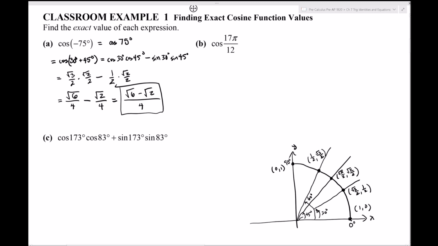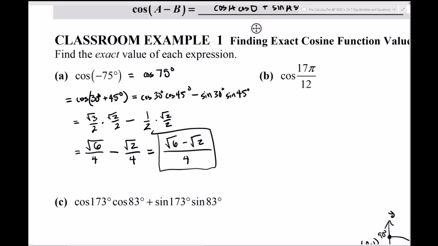By the end of the next section, when we go over double angle, half angle identities, there's going to be another way that we can express the cosine of 75 degrees. And that's going to have a square root within a square root. So there's different ways that you can do this. This is the answer we'd expect using a sum or a difference formula.